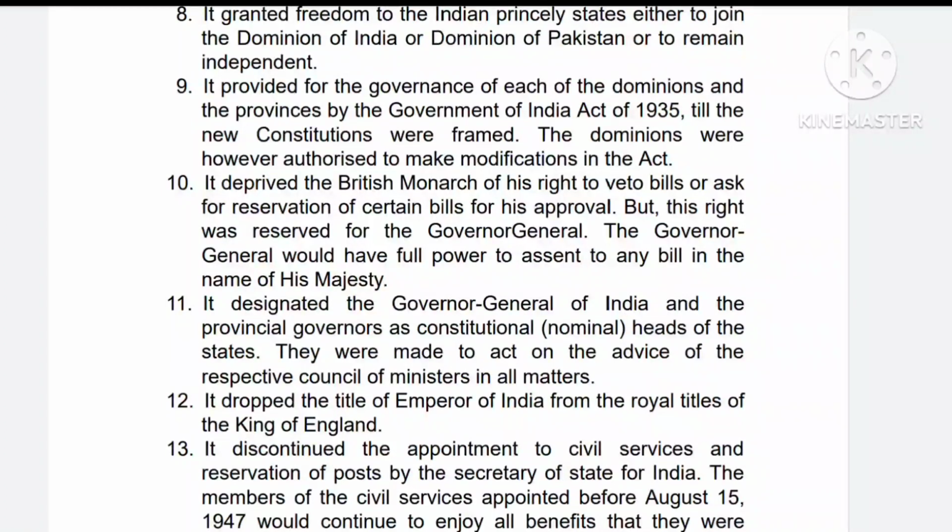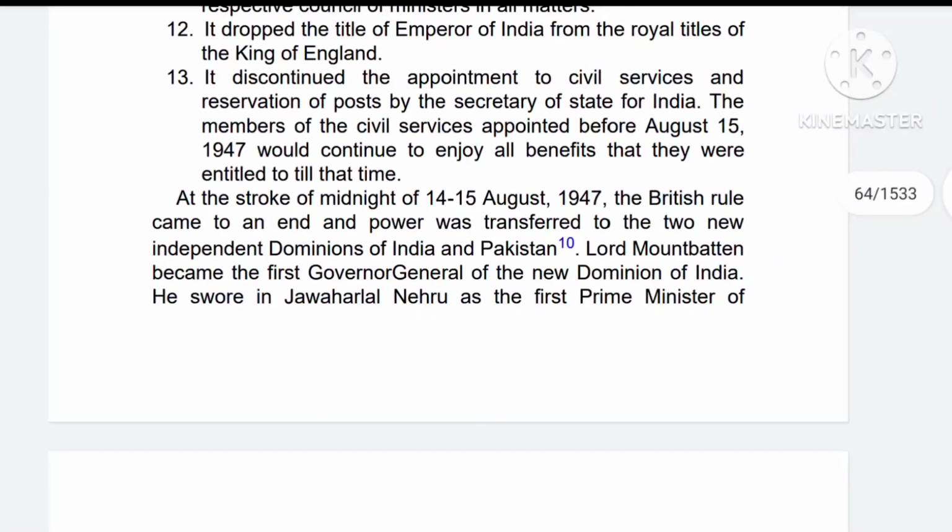Number 13. It discontinued the appointment to civil services and reservation of posts by the Secretary of State for India. The members of the civil services appointed before August 15, 1947 would continue to enjoy all benefits that they were entitled to till that time.